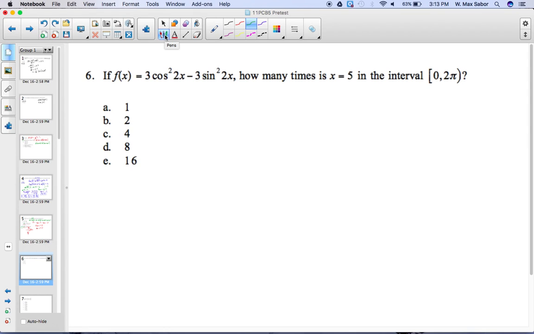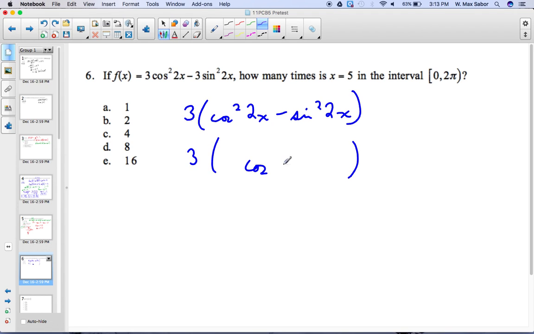If f of x equals 3 cosine squared of 2x minus 3 sine squared of 2x, how many times is x equal to 5 in that interval? Well, it's 3 cosine squared 2x minus 3 sine squared 2x, and that says that this is 3 cosine of 4x by our cosine double angle formula.